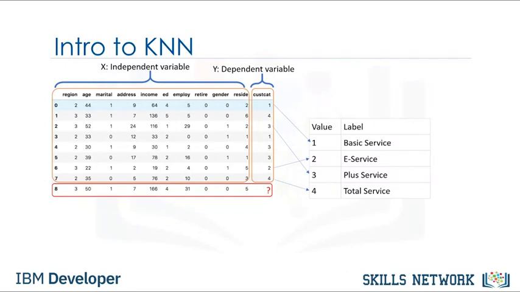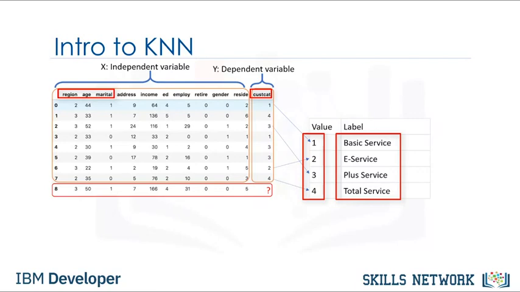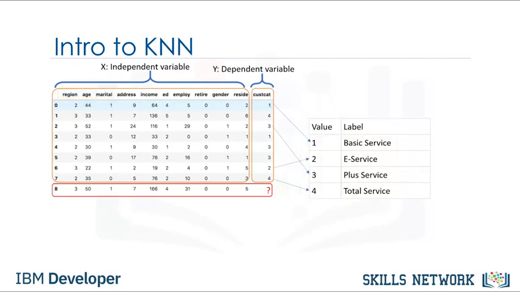The example focuses on using demographic data such as region, age, and marital status to predict usage patterns. The target field, called custcat, has 4 possible values that correspond to the 4 customer groups, as follows: basic service, e-service, plus service, and total service. Our objective is to build a classifier, for example, using the rows 0 to 7 to predict the class of row 8. We will use a specific type of classification called k-nearest neighbor.